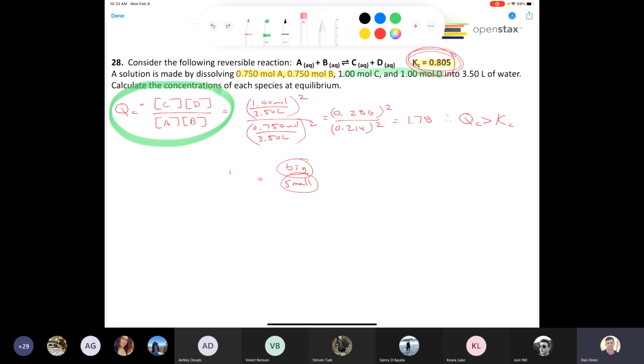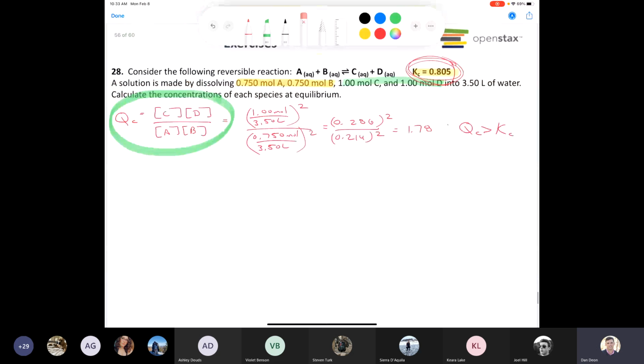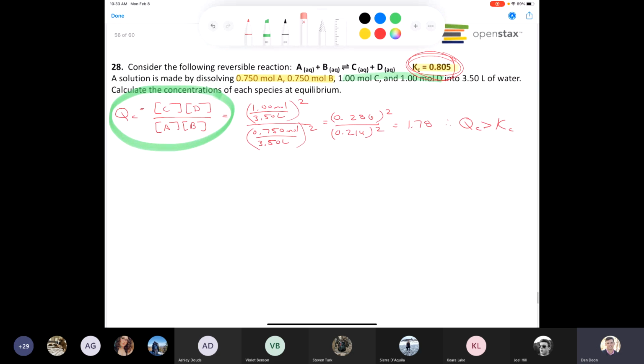All right. Give me a thumbs up if that makes some sense. If you're like, Q is bigger than K, yes, it's going to have to shift towards the reactants, okay? All right, well, there we go. So now we have the initial concentrations, and we have our K, and we know which side it's going to shift to, right? We know it's going to shift towards the left. So let's make an ICE table then.